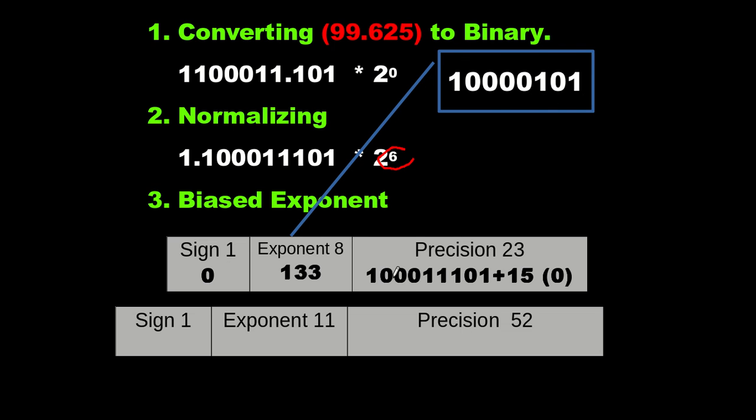The sign is 0. Then the precision, depending on how many bits I have. How many bits do I have here? I have 3, 6, 9. I think 9. So I'll have 9 numbers here. Is it 9 or 8? It's 8 numbers. So which one is missing here?